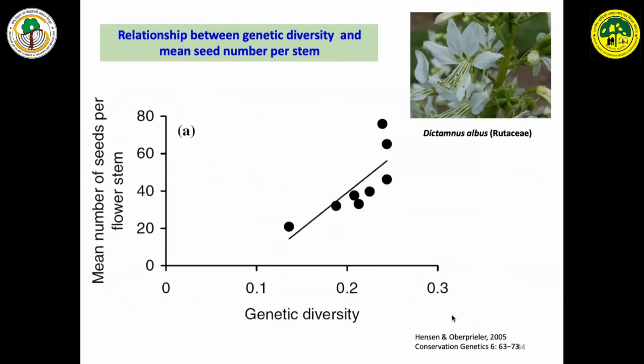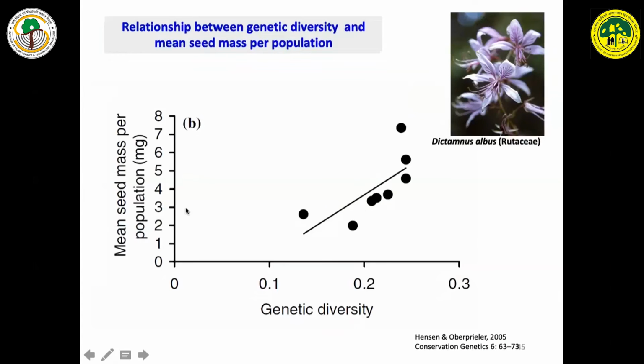In plants, if you look at genetic diversity versus seeds per flower in one of the species in Rutaceae, low genetic diversity gives a very low seed set, and higher genetic diversity gives a very high seed set. Again, for mean seed mass per population, very low genetic diversity is associated with very low mean seeds, and higher genetic diversity gives a high level of seed set.